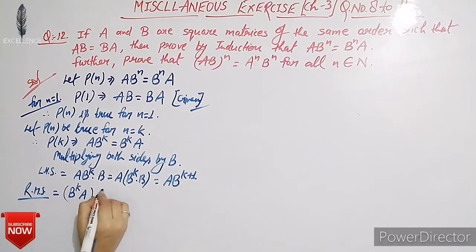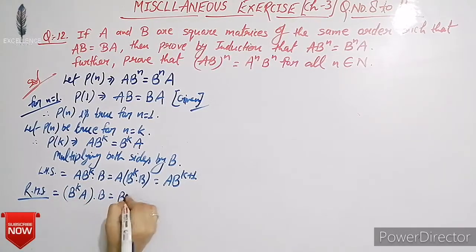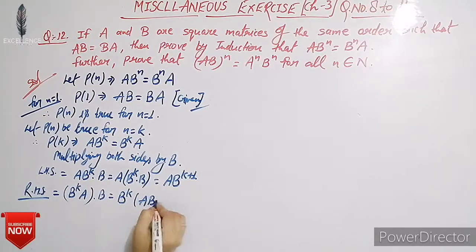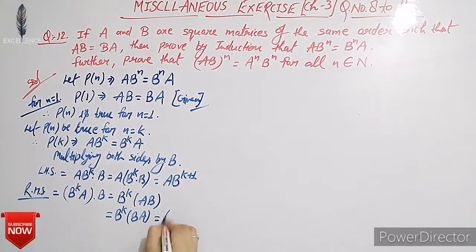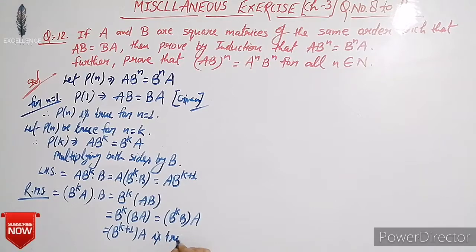A into B. That can be written as B raised to k in bracket AB. And it is given that AB is equal to BA, so it is equal to B raised to k into BA. Now it is B raised to k into B into A, that is equal to B raised to k plus 1 into A. So it is true for n equals k plus 1. Hence, P of n is true for all n. Hence, proved.